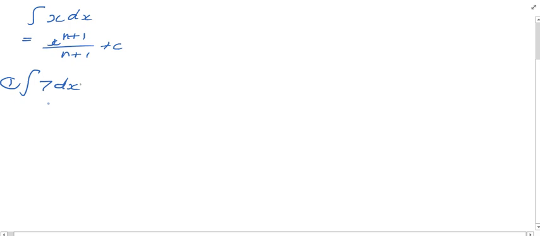So for our setup, we're going to just use a rule that says if I am going to integrate x to the power of n with respect to x, the integral is x to the power of n plus 1 divided by n plus 1 plus our constant c. So let's take an example, the integral of 7 dx.